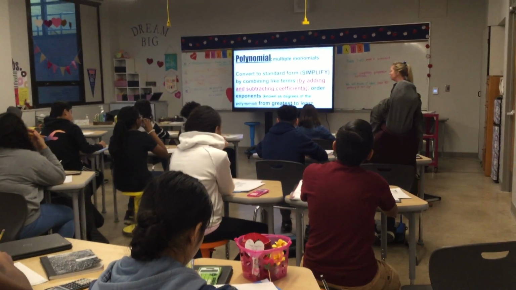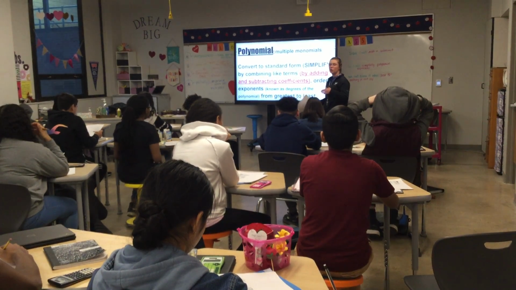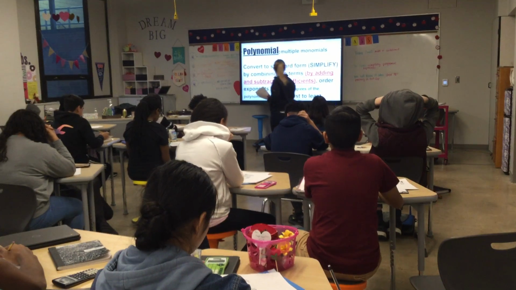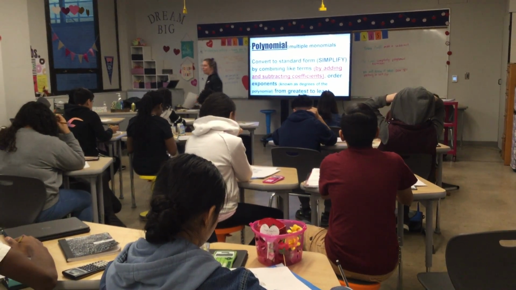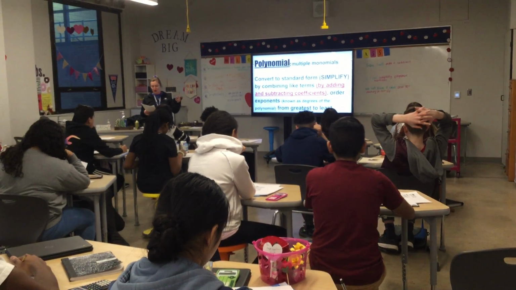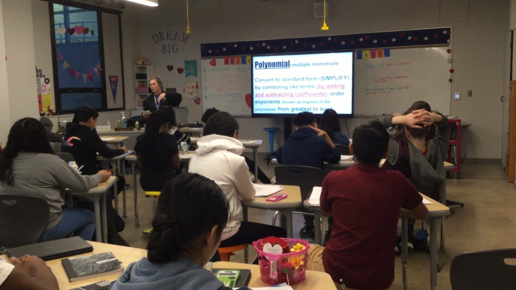Okay, so we left off a little bit here, but we are going to convert them to standard form first. So we are going to combine any like terms that we have, which is what we would call simplification. And then we're going to add and subtract the coefficients. And we're going to order the exponents. So we want our exponents to go from the highest exponent to the lowest exponent.